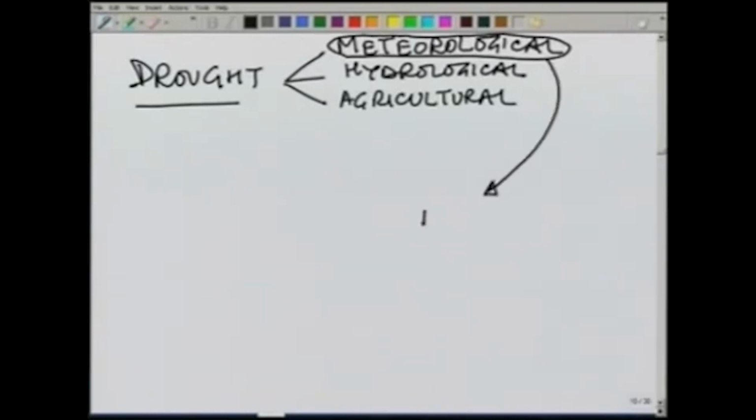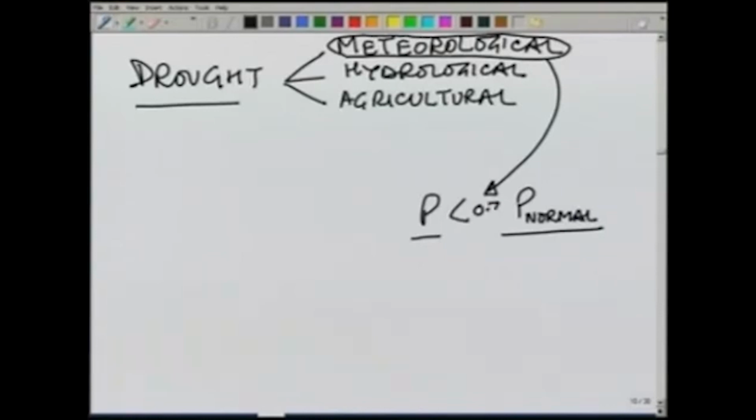If we have some precipitation P and there is some normal precipitation in the area, let us call it P normal. If P is smaller than P normal, then naturally we have less than average conditions, but just a little bit less than P normal would not really be defined as drought. So, there is a limit: when P is less than 75% of the normal rainfall, then meteorologically speaking there is a drought.